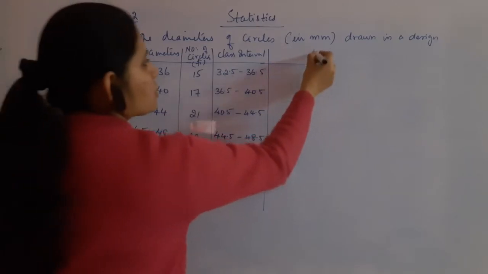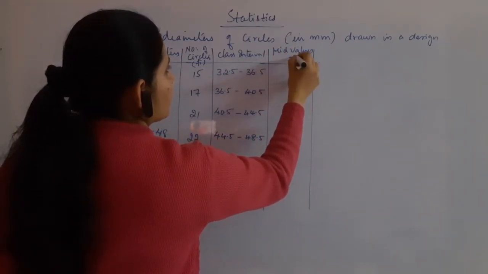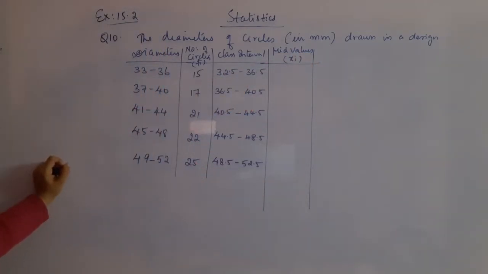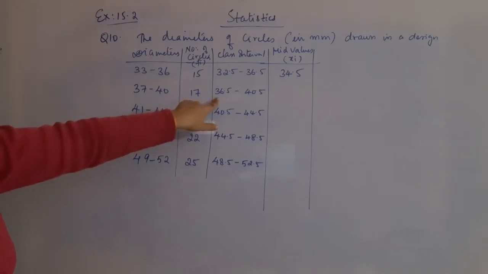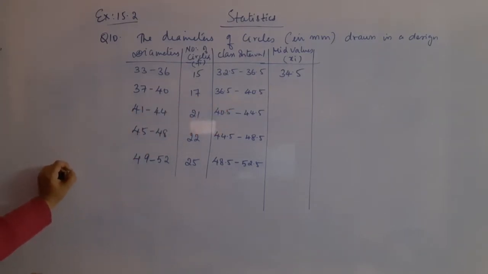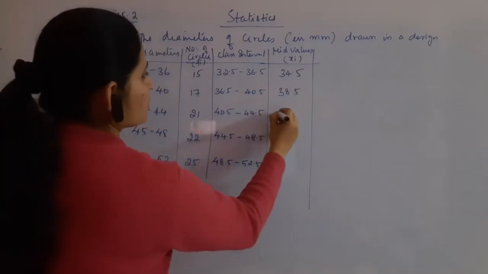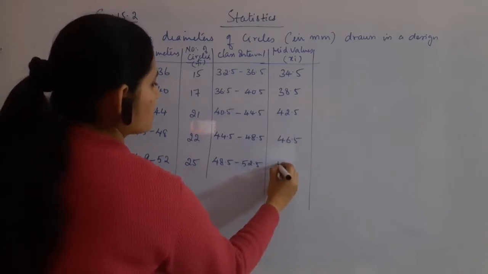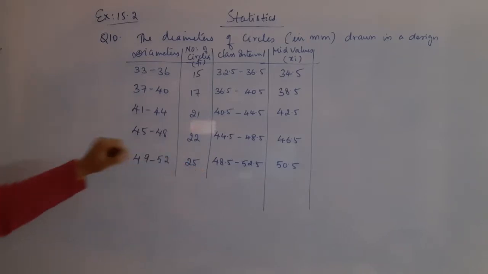Now the next thing which you need is mid value, mid xi. What is the mid value for this? 32.5 to 36.5 will give you the mid as 34.5. Then 36.5 to 40.5 will give you 38.5. Next 42.5. Next 46.5 and the last one is 50.5. So these are the mid xis. Now what you need?